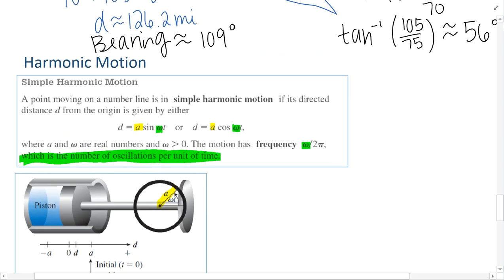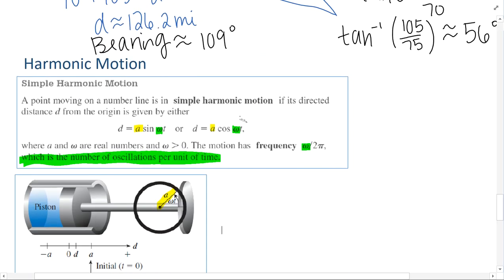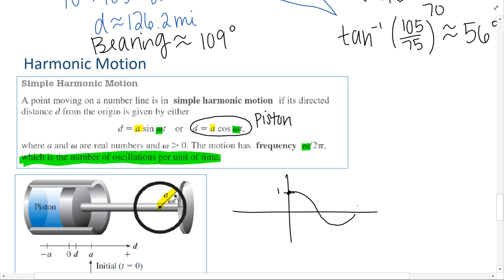There's one thing I forgot to mention here. For simple harmonic motion, we're going to use this formula for the piston. It really has to do with where cosine starts. It starts at the top. It starts at 1, right? If you sketch a graph of cosine, cosine starts here, goes down and up.